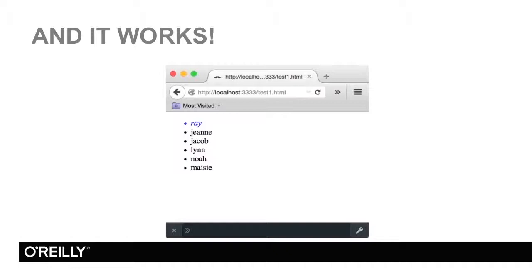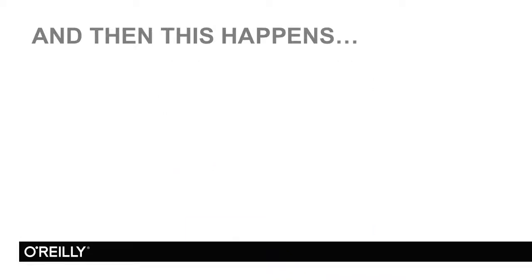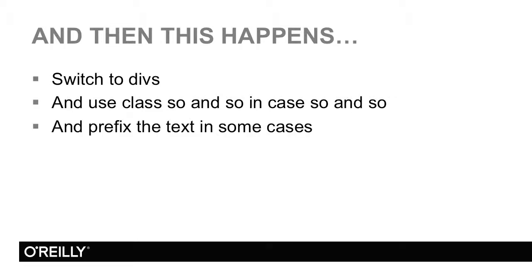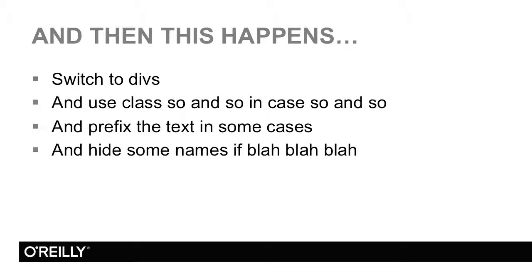Nothing is going to change, right? And then, of course, something does change. Hey, let's switch that unordered list to divs instead. And, you know, how about you use a different class for this other case? And how about you also prefix the text sometimes in some cases? And I also want you to hide some names. Things in general don't get simpler. Unfortunately, they tend to get more complex.